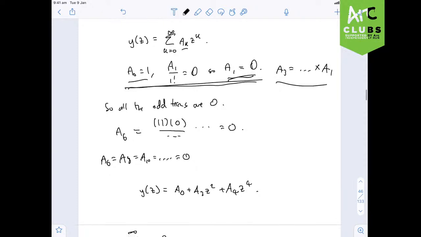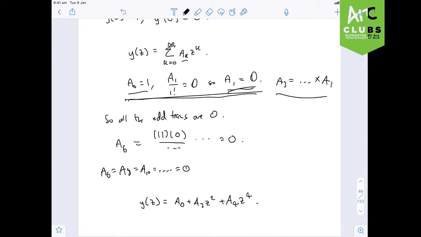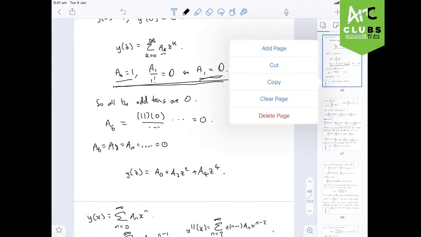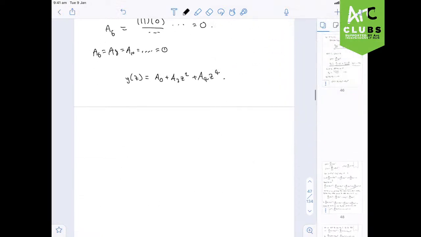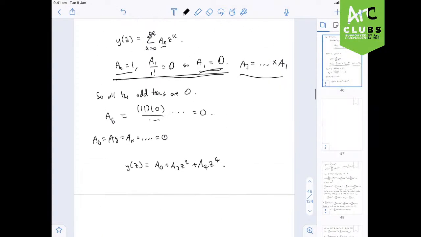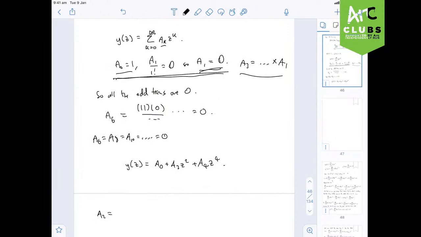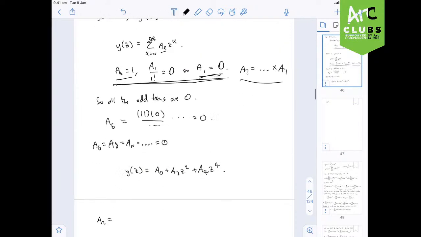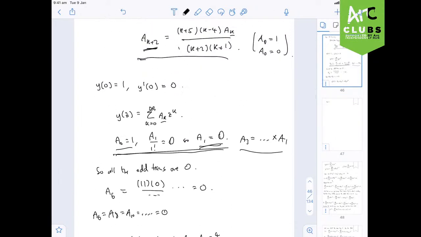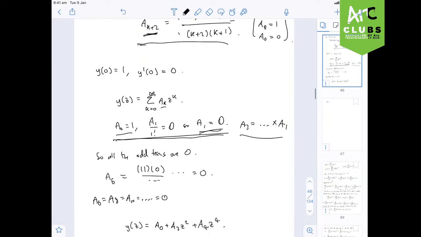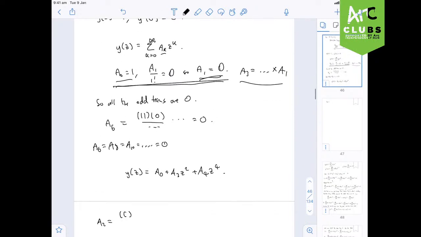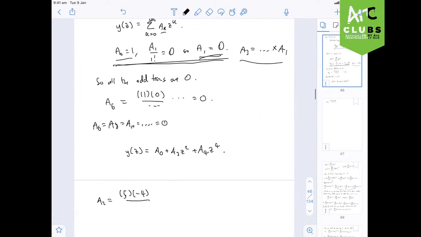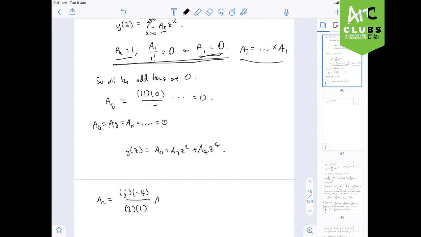Now we just need to find what these coefficients are. And to do that, we just use the recurrence relation we just found. Okay, so a2 is subbing 0 into this recurrence relation. So 5 times minus 4 over 2 times 1, a0. a0 is 1, so we just get minus 20 on 2, which is minus 10.